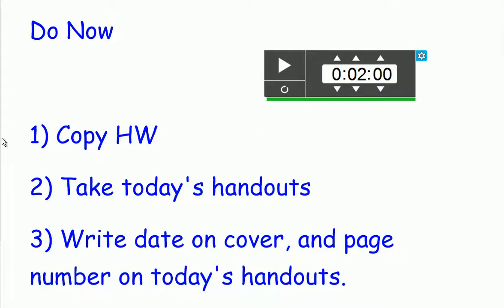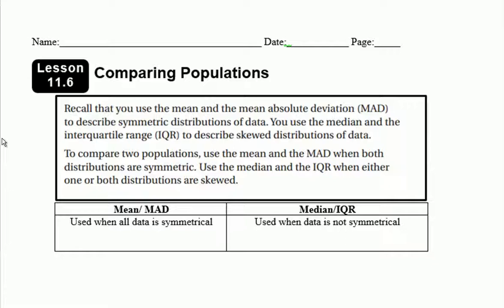Okay, so today's lesson is comparing populations. We're doing this again, a little more in depth. So I'm going to read this to you and then we're going to get into a practice problem real quick. Recall that you use the mean and the mean absolute deviation to describe symmetric distributions of data. You use the median and interquartile range to describe skewed distributions of data. To compare two populations, use the mean and the MAD when distributions are symmetric, and use the median and the IQR when one or both distributions are skewed.